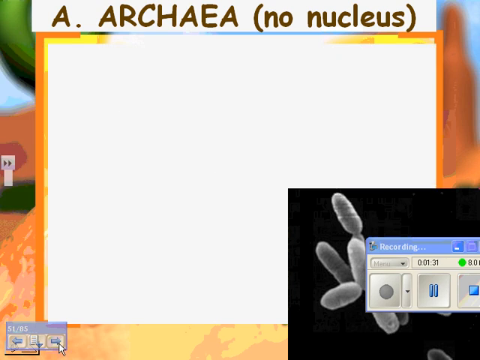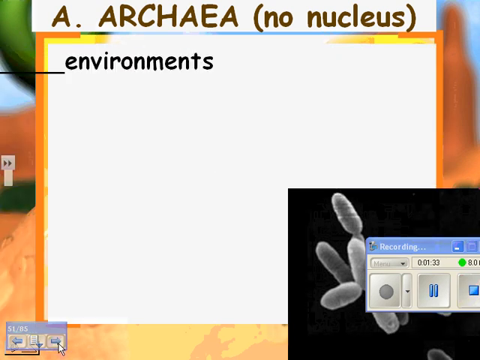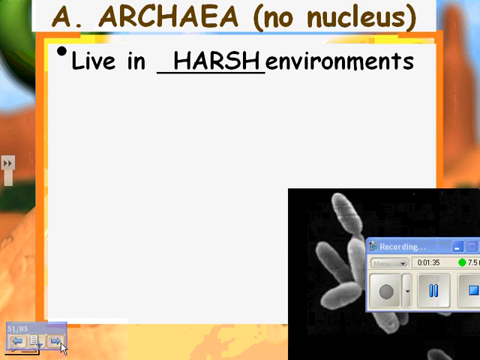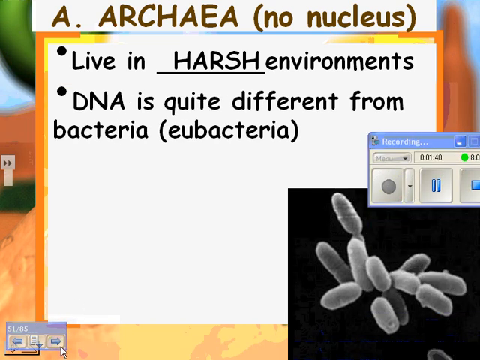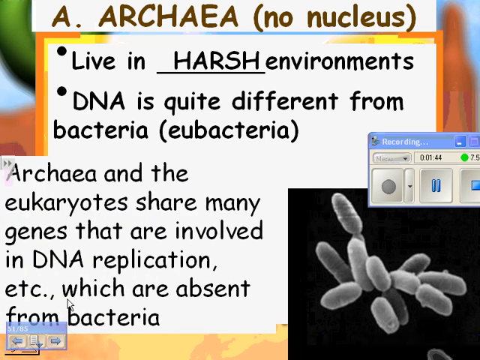So archaea have no nucleus and no internal membranes. They live in harsh environments, and I'll show you some of those environments in a few minutes. Their DNA is quite different from eubacteria or from bacteria. And so archaea and eukaryotes, that means you, the complex ones, share many genes that are involved in DNA replication and other important things, which are absent from bacteria. So bacteria actually have more different DNA than archaea and things like animals and plants and protists, which is kind of bizarre.